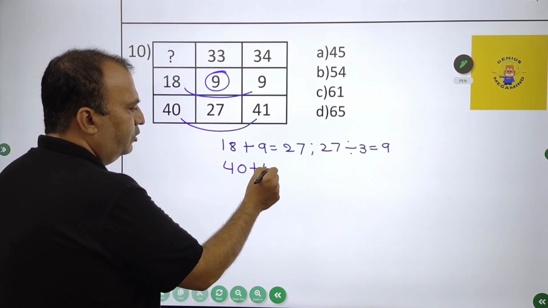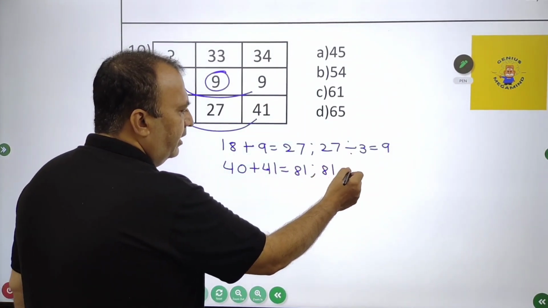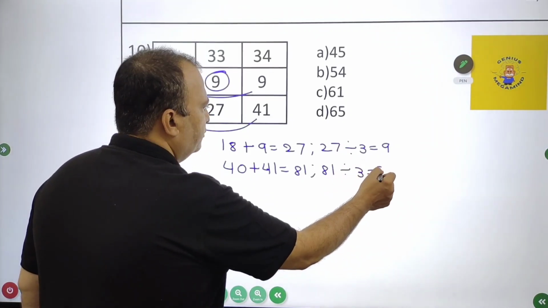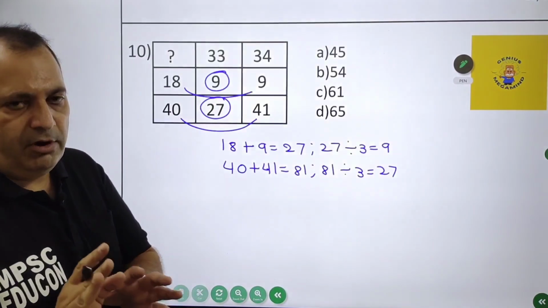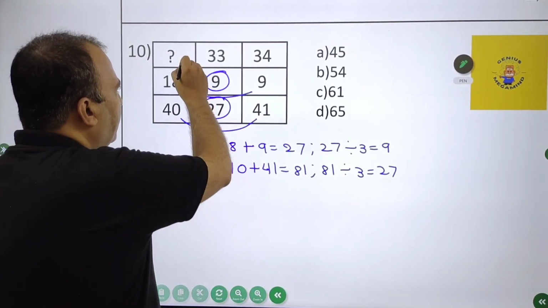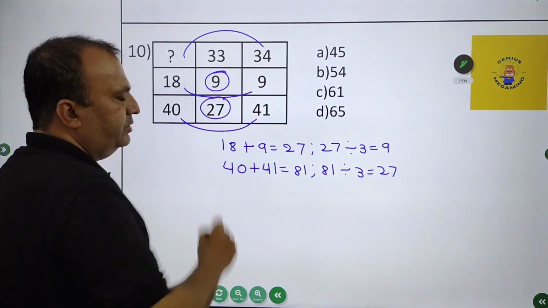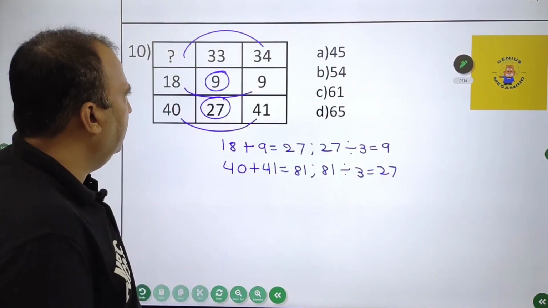So over here also I am going to check out the things. 40 plus 41 is what? 81. And 81 divided by 3 comes out to be 27, which is a number over here. So I have found out a simple method to get the answer. The addition of these two numbers divided by 3 will give me the result as 33.